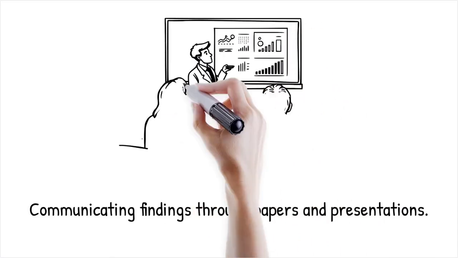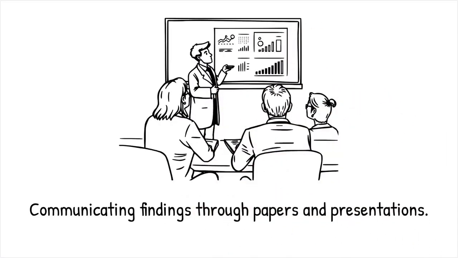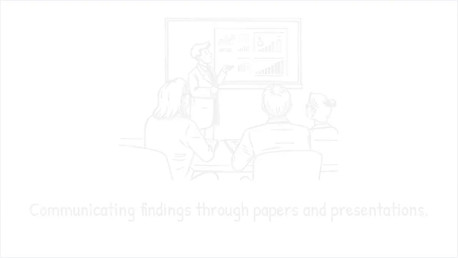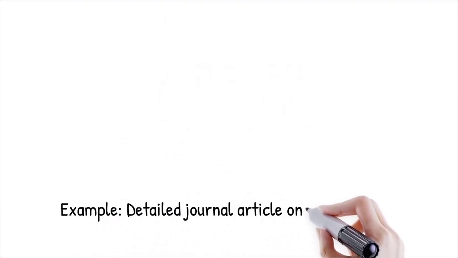Communicating the results. The next step is to communicate the findings through scientific papers, presentations, and discussions with the research community. Clear communication allows other scientists to evaluate, replicate, and build upon the work. Transparency in methodology and data analysis is essential for peer review and advancing knowledge. This dissemination of results is a cornerstone of scientific progress and collaboration.